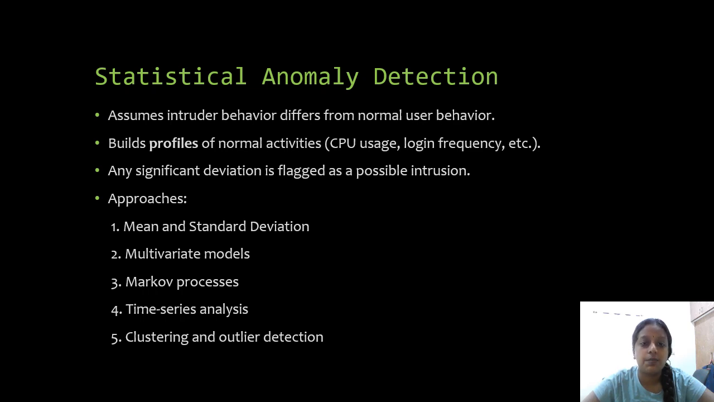This method uses mathematical models like averages and standard deviations to decide what counts as too different from the normal behavior. Let's take a real world example. The credit card company does this all the time. If you usually shop in Chennai and suddenly there's a transaction in London, they flag the transaction. That's anomaly detection in action.